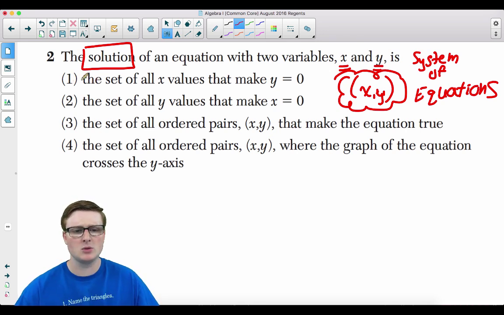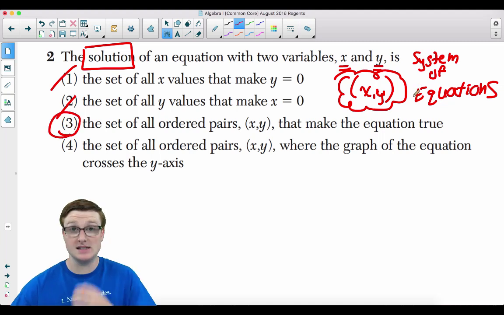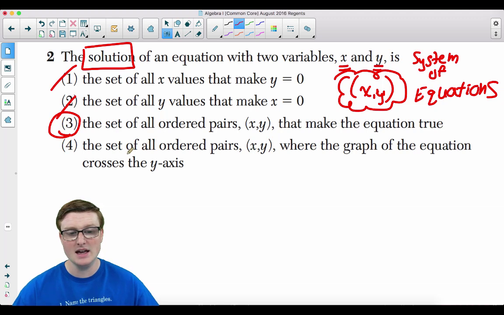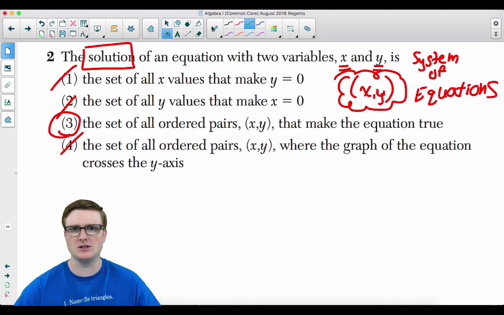Let's take a look. Number 1 says the set of all x values that make y equals 0. No, that makes no sense. The set of all y values that makes x equals 0. No, that makes no sense either. These are not describing a proper system of equations. The set of all ordered pairs x and y that make the equation true. Yeah, absolutely, because that is a system of equations, and that is your coordinate x comma y. Choice 4 is saying the set of all ordered pairs x and y where the graph of the equation crosses the y-axis. That makes no sense. The y-axis? No, that would be your y-intercept, I guess. That would be describing that.